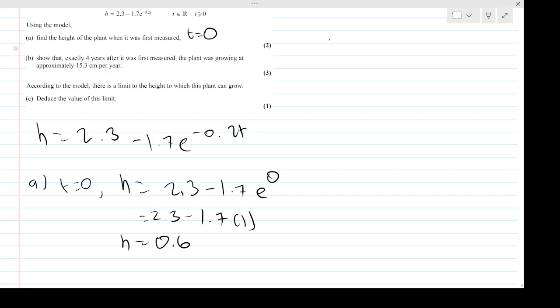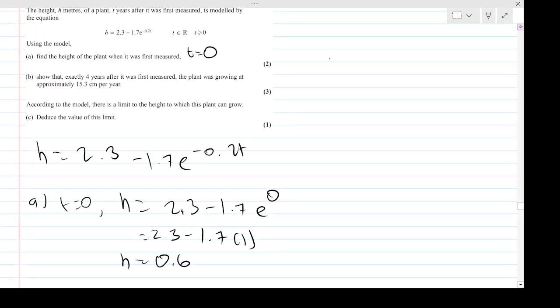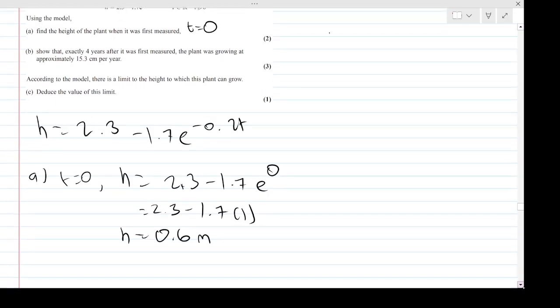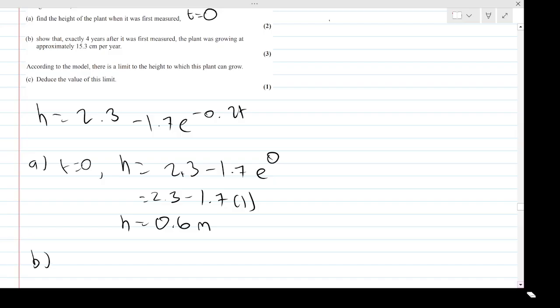And what are the units? Height in meters, t in years. So it's in meters. Cool. Part B then says: show that exactly 4 years after it was first measured, the plant was growing at approximately 15.3 centimeters per year. So it's not asking for the height per se, it's asking for the height per year. That's a rate.